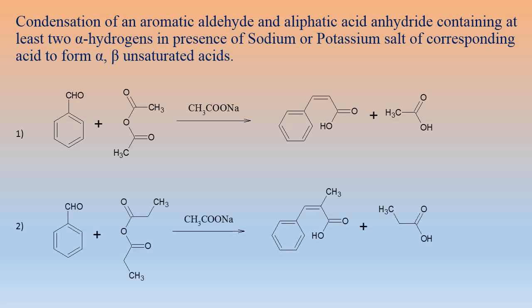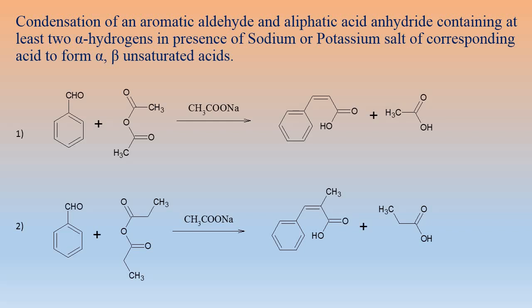Okay. Second example, again benzaldehyde is reacted with propionic anhydride in presence of sodium acetate. That gives alpha methyl cinnamic acid with propionic acid. Okay. Now, since a weak base is used in this reaction as a reagent, high temperature is required during Perkin reaction.